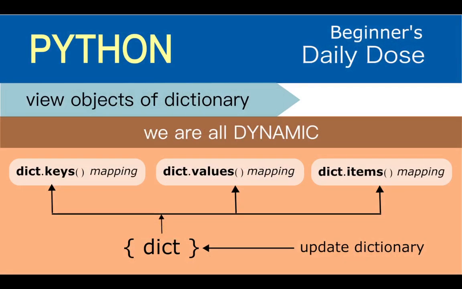This video is part of the playlist Python Basics Programming Beginner's Daily Dose, where I come up with fundamental concepts of Python so that beginner level Python developers or programmers will get an insight of how things work behind the scenes in Python. In this video, I will discuss the view objects of a dictionary with some demonstration of code in the Python shell.